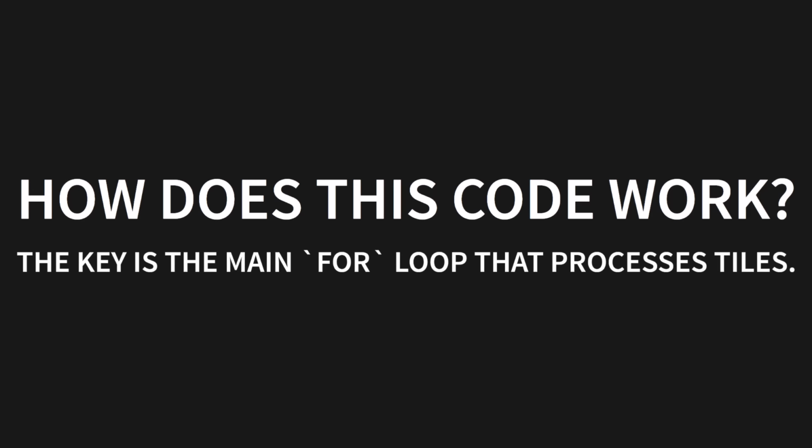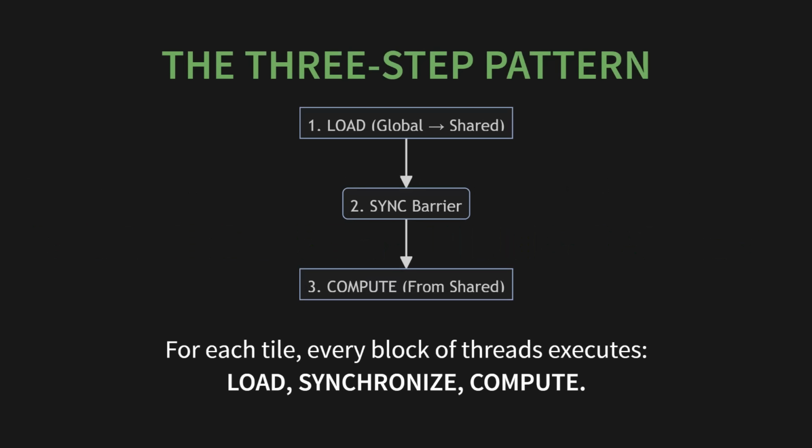So, how does this code actually work? The key is the main for loop that processes the tiles. This is the fundamental pattern of tiled computation. I want you to burn this into your mind. Every high-performance CUDA kernel follows this pattern, the 3-step pattern.